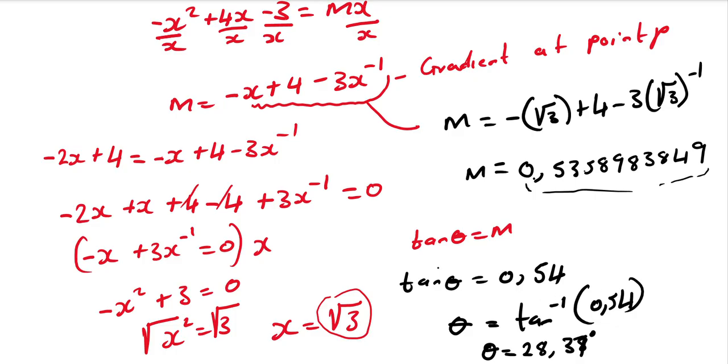But when you substitute the whole answer, your theta will not be like this, it will be 28.19. Do you get me? So take note of that. That's why I got 28.37, because I just substituted 0.54. Do you get me?